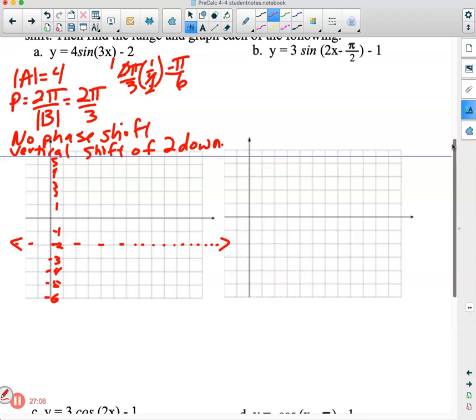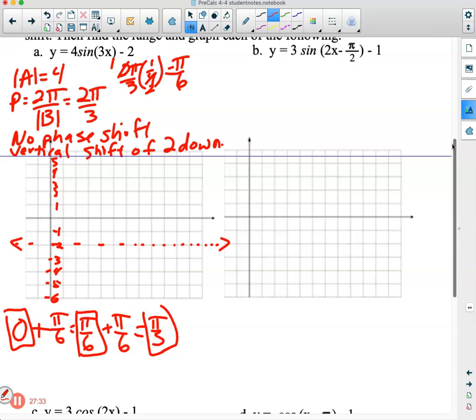Alrighty. So we're starting at 0. And we found 1/4 of our period before was going to be pi over 6. So we'll add pi over 6, and that will equal pi over 6. And we'll add another pi over 6, and that'll be 2 pi over 6, which is pi over 3. So now we've got our 2 pi over 6 plus another pi over 6, which is 3 pi over 6, which is pi over 2.